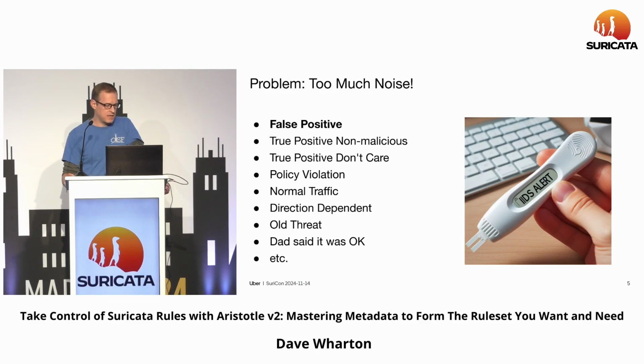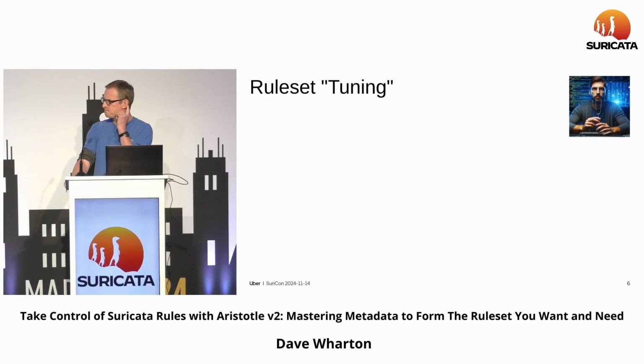The other thing I hear everywhere I go and every company I've worked with that's dealt with a third-party rule set of any size is that it produces too much noise. It's got false positives, it's got alerts on things that may be true positives, but the company doesn't care about, policy violations, all kinds of things. And so that's one of the big complaints, and that's where the tuning comes into play. And so how do you tune your rule set?